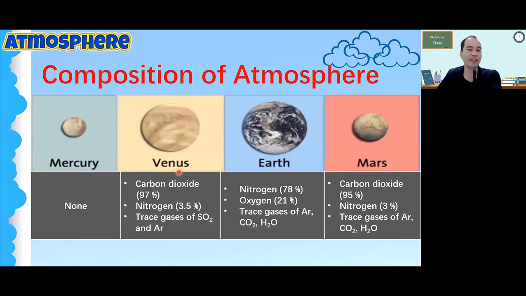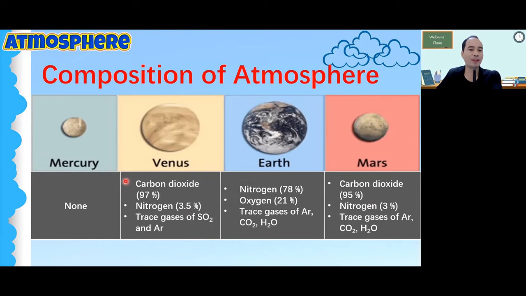Next, we have your Venus. In our internet research, we found out the two major gases. That includes your carbon dioxide, 97%, and your nitrogen, which is 3.5%. And if you look also at Mars, we have here two major gases, which are your carbon dioxide and also your nitrogen.